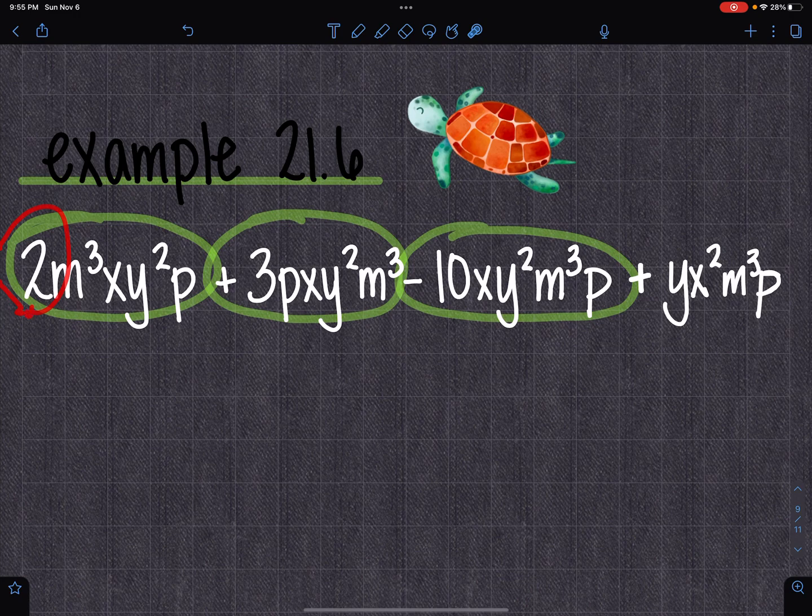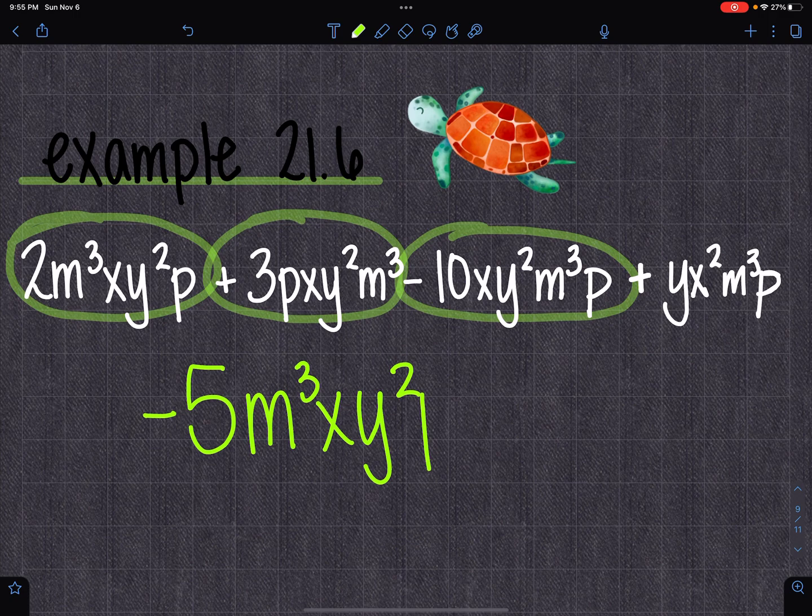So you've got this coefficient of 2 plus 3, that's going to get you to 5. 5 minus 10 is -5. So the coefficient is -5, and all I have to do is write one of these expressions, -5xy squared p. It doesn't matter what order because this is equivalent to any of them. We just figured that out. And now that we combined all 3 of those, I feel good about crossing them out.